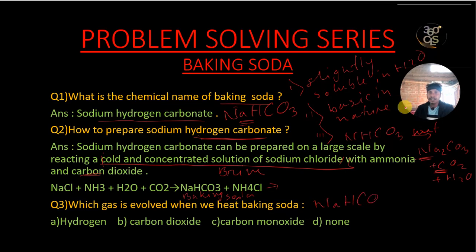Then the next problem is, which gas is evolved when we heat baking soda, that is sodium hydrogen carbonate? As we know that sodium hydrogen carbonate is a metal hydrogen carbonate. And in our previous lecture we have learned that when we heat sodium hydrogen carbonate, we get CO2 gas. So the correct option is carbon dioxide gas.